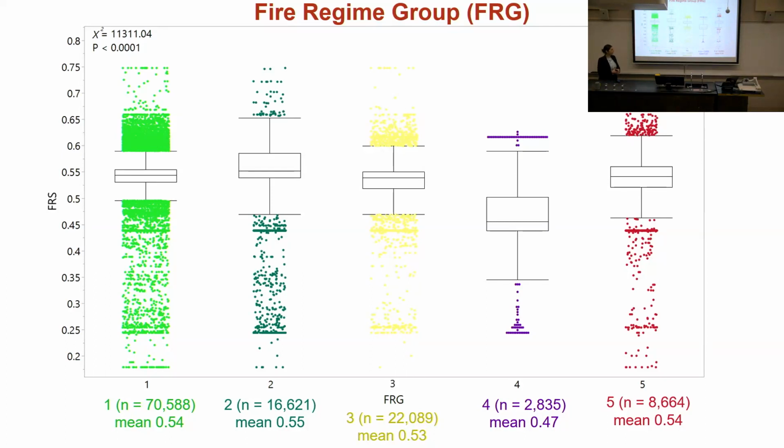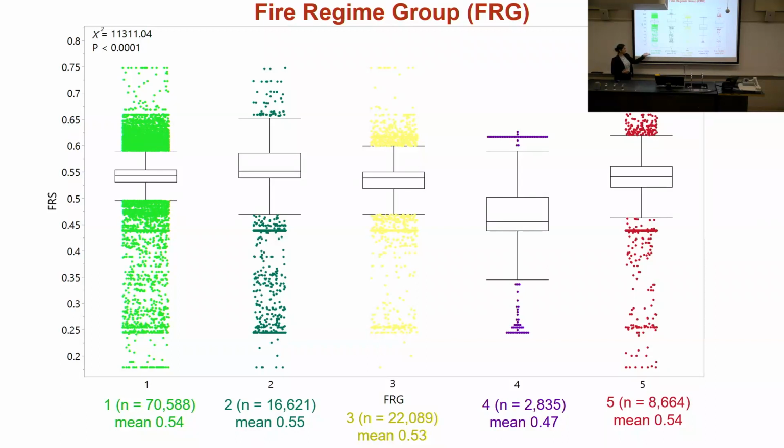So we do see that there's significant difference between all 5 fire regime groups, and that our highest fire resistance score average was a mean of 0.55 in fire regime group 2, which you would expect, that group 1 and 2 should have those higher fire resistance scores because of, again, that frequency selection pressure.